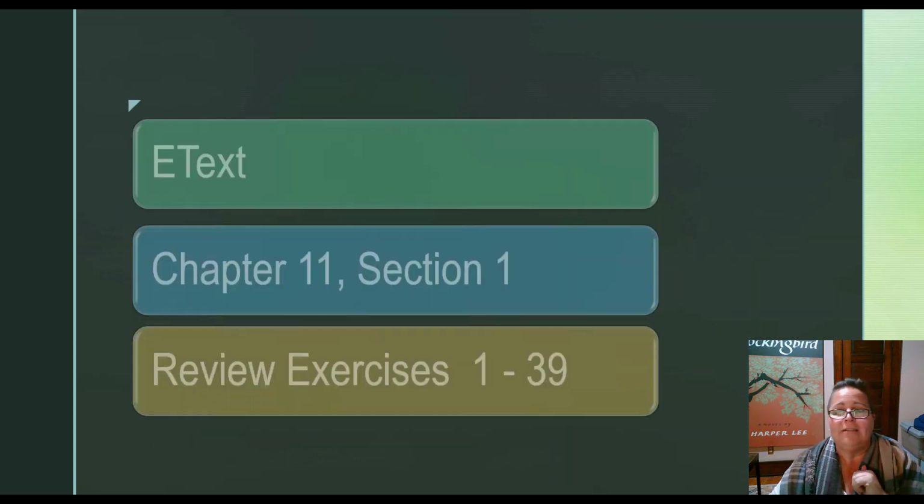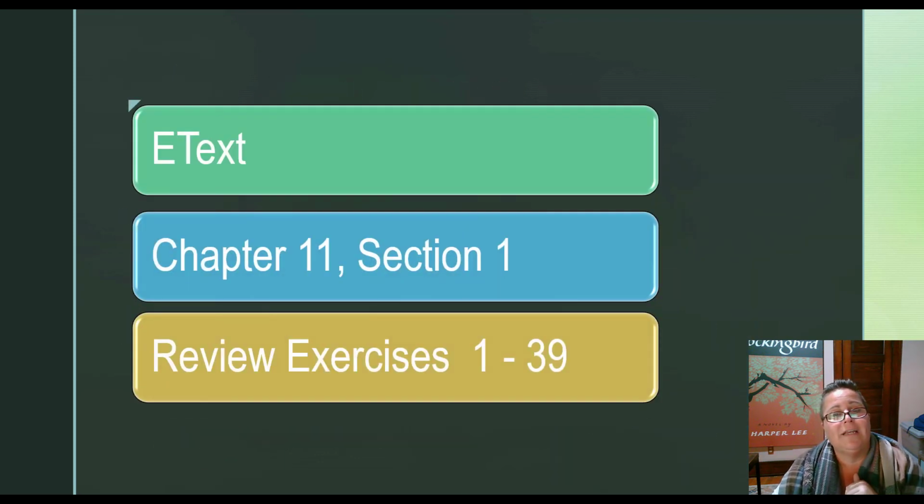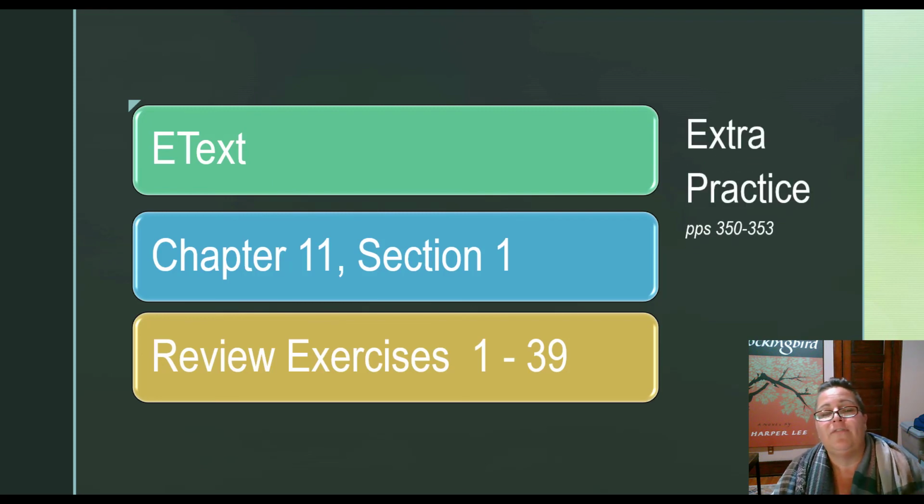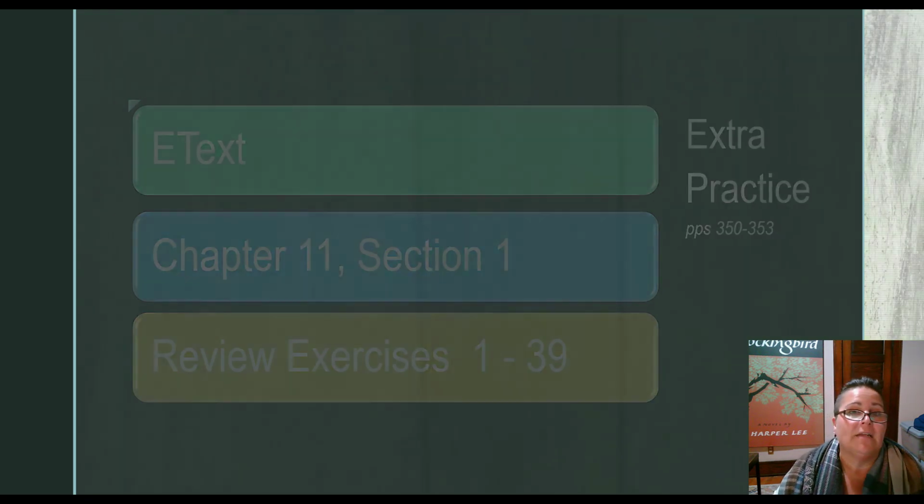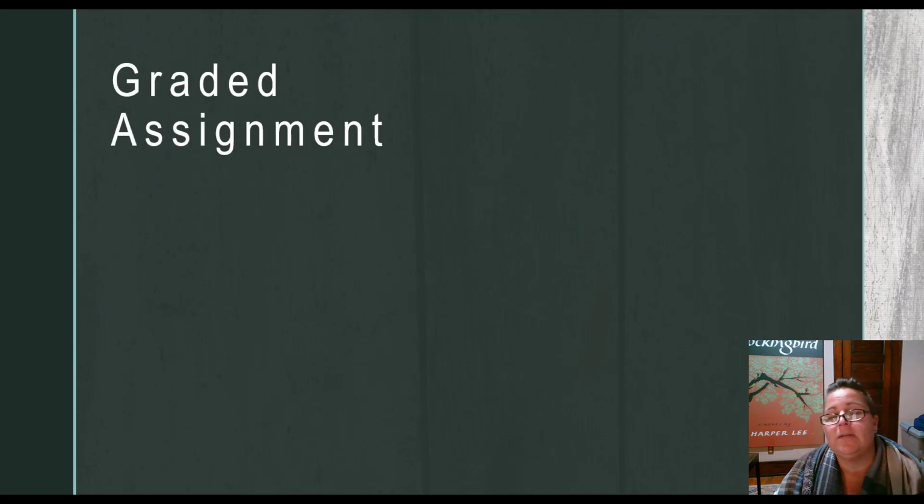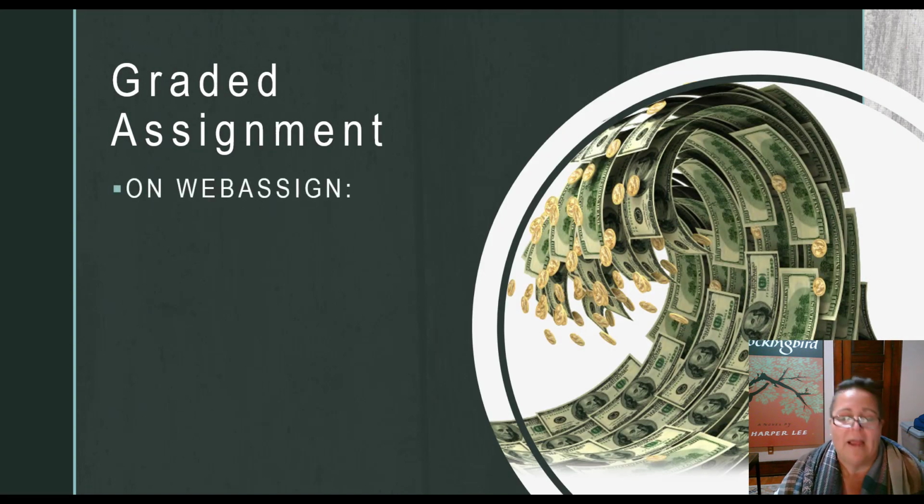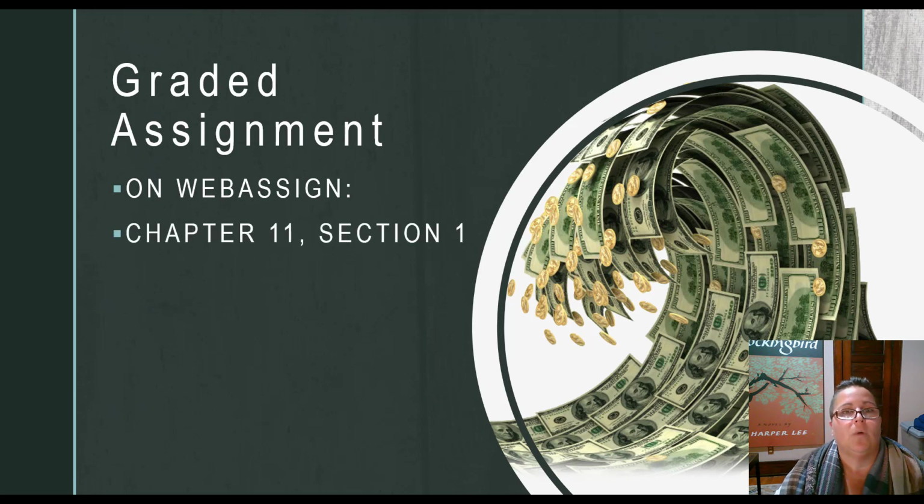There is extra practice. This is Chapter 11, Section 1. It is at the end of the section in your eText. There are, I believe, 39 review exercises. You could do as many or as few of those as you like. And if you have a physical copy of the textbook, I believe this is pages 350 to 353. Either way, if it is not, it will still be at the end of Chapter 11, Section 1. There is, of course, a graded assignment that goes along with this presentation. It is located on WebAssign and is oh so creatively titled Chapter 11, Section 1.